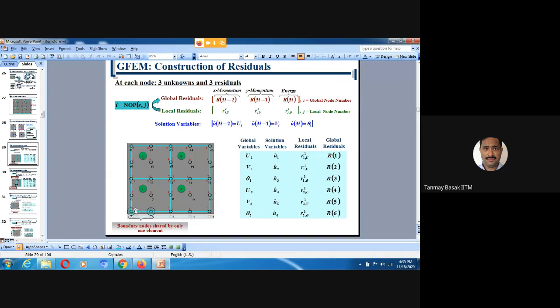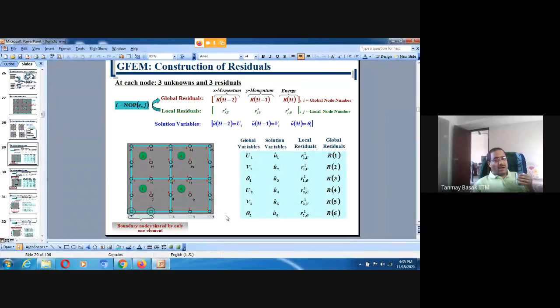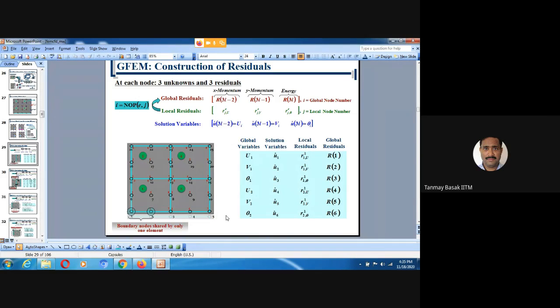Another option is I will take the first node and finish off all u, v, and theta. Then I'll go to the second node, finish off u, v, and theta, and so on. The second way gives you a lower bandwidth than the first approach, and we need a lower bandwidth of the banded matrix so that you can have a faster solver designed for your finite element algorithm.